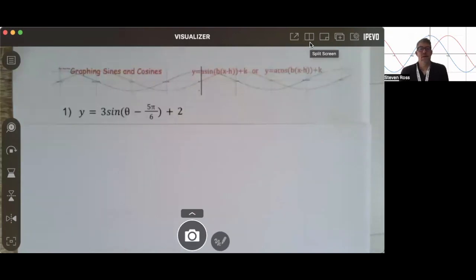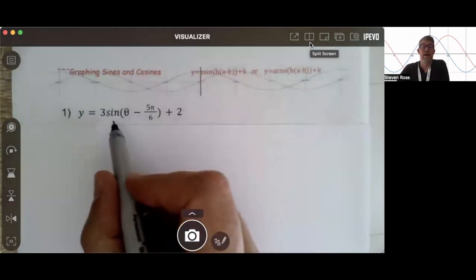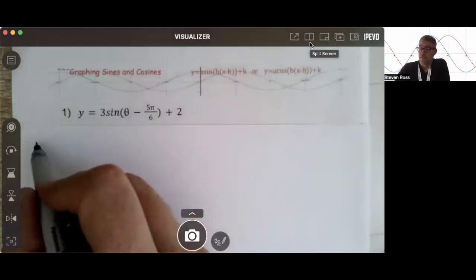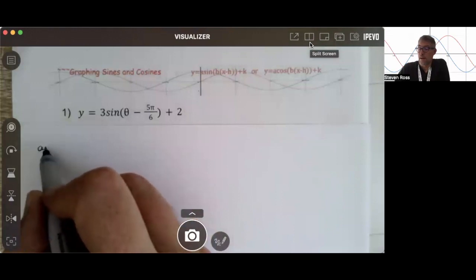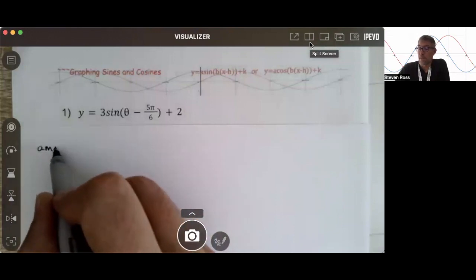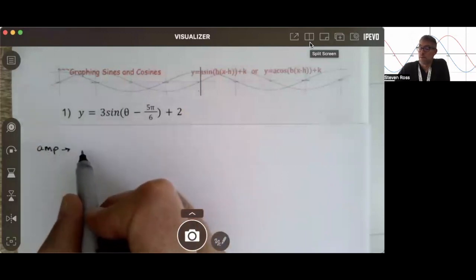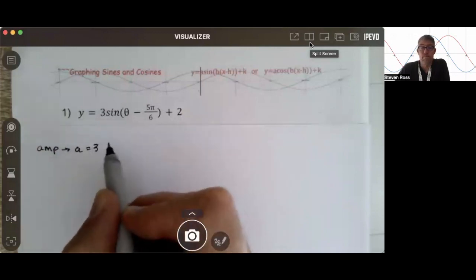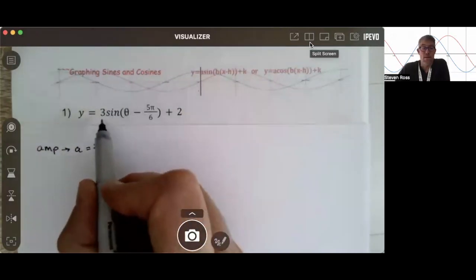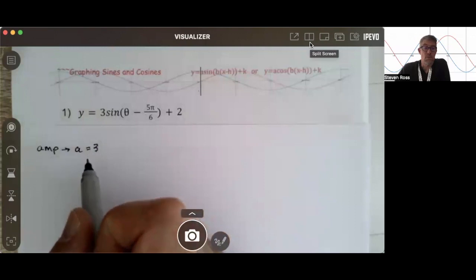So graphing sines and cosines. The first one we have is a sine. And I know that that's significant because then I know that this graph will start at the origin. So it is a sine, and I'm going to start with the amplitude. The amplitude for this particular problem, A, is equal to 3. That's that 3 right there. So A is equal to 3.